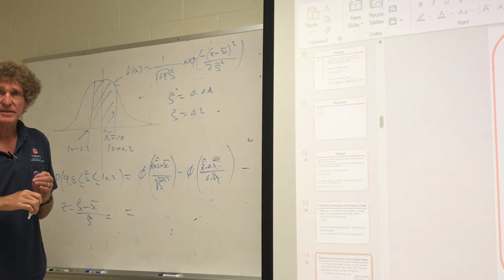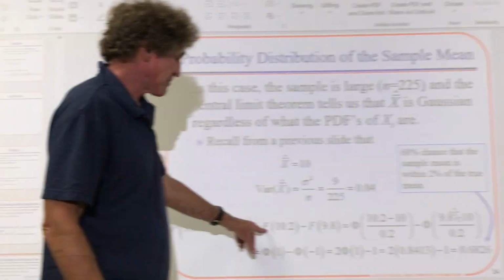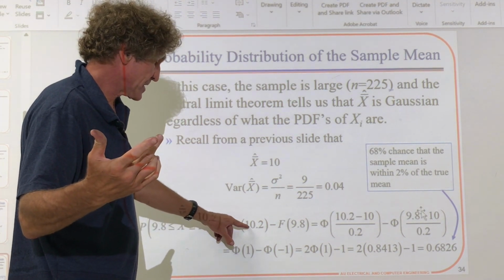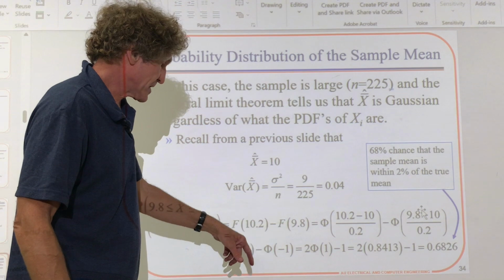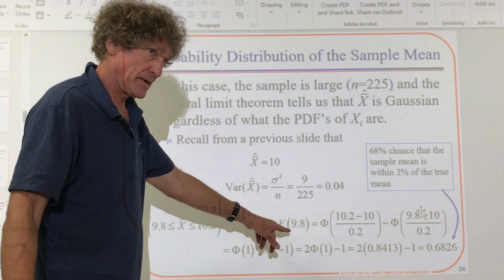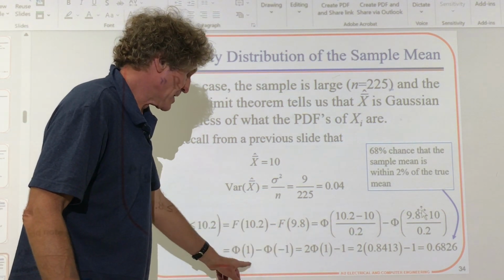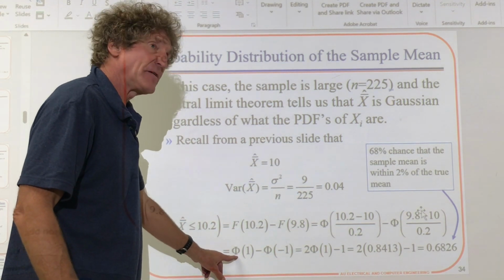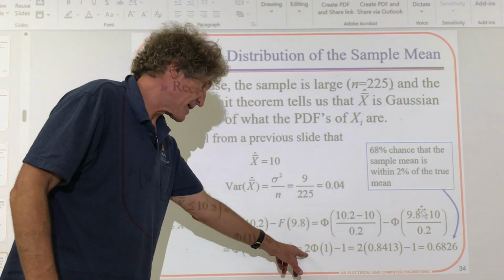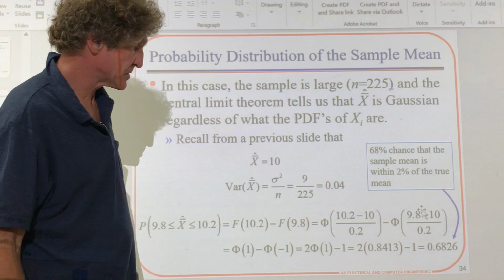You remember doing this kind of stuff, guys? This is chapter 2. That's what he's showing you here. This is f of 10.2. When you take care of the normalization, you take 10.2 minus 10 is 0.2, over 0.2 is 1. You have 9.8 minus 10, divided by 0.2, is minus 1. So you get this. Remember, that's that phi function that integrates from a point to infinity. So you're basically taking 2 times phi of 1 minus 1, and he gets that.